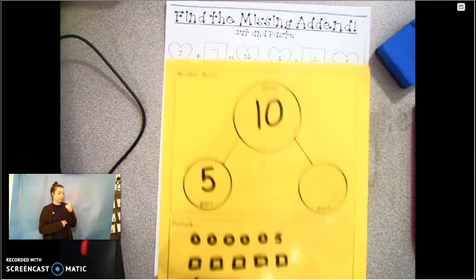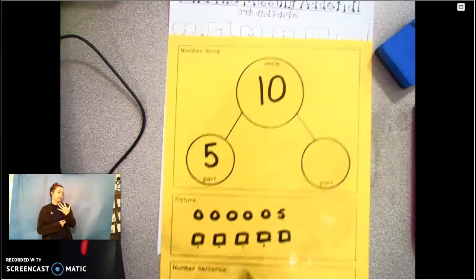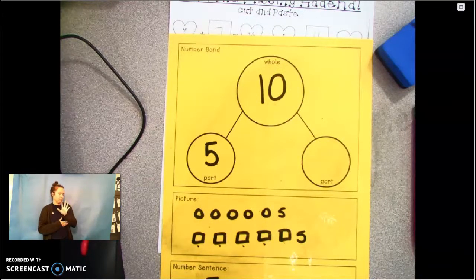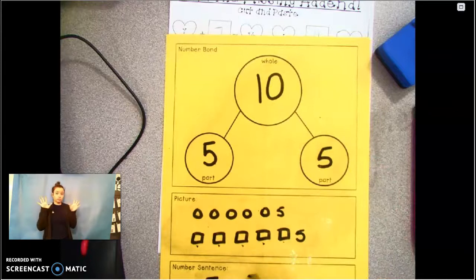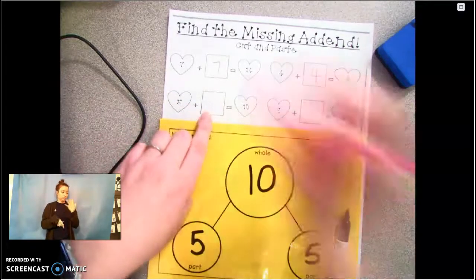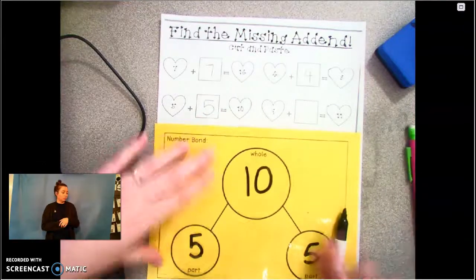Let's count how many squares. 1, 2, 3, 4, 5. So how many squares did I have? 5. So 5 plus 5 equals 10. So my answer, 5 plus 5 equals 10.